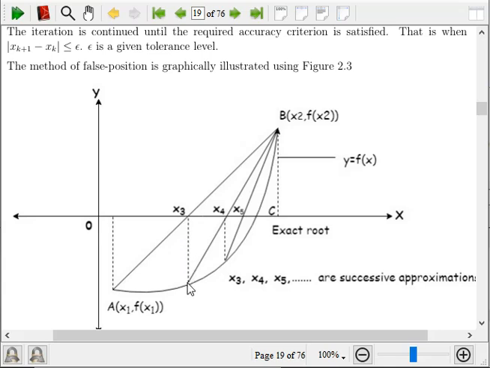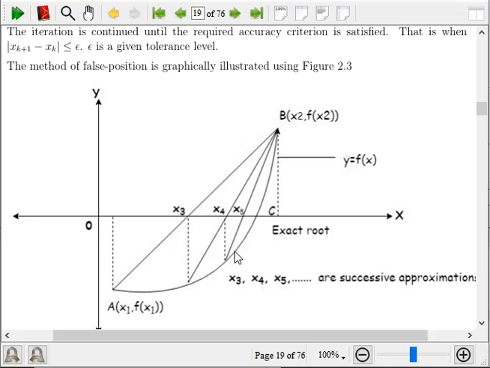and we can join it by a new line. This is a new line, x4, where it cuts the x-axis. We track it down again, then we go like that again. We keep going until we come close to the point where the curve is really crossing the x-axis.